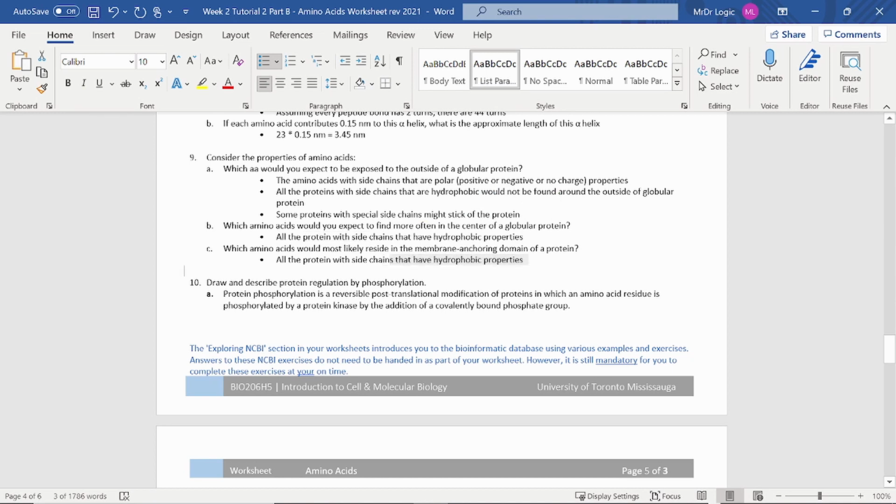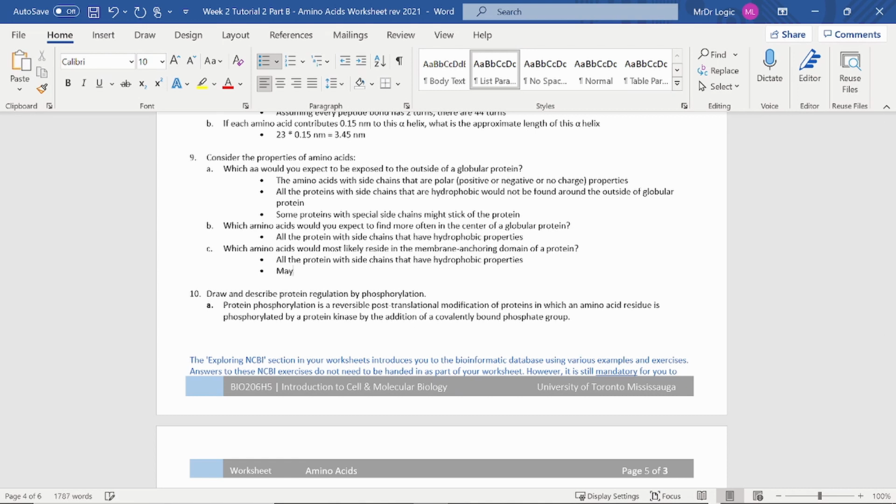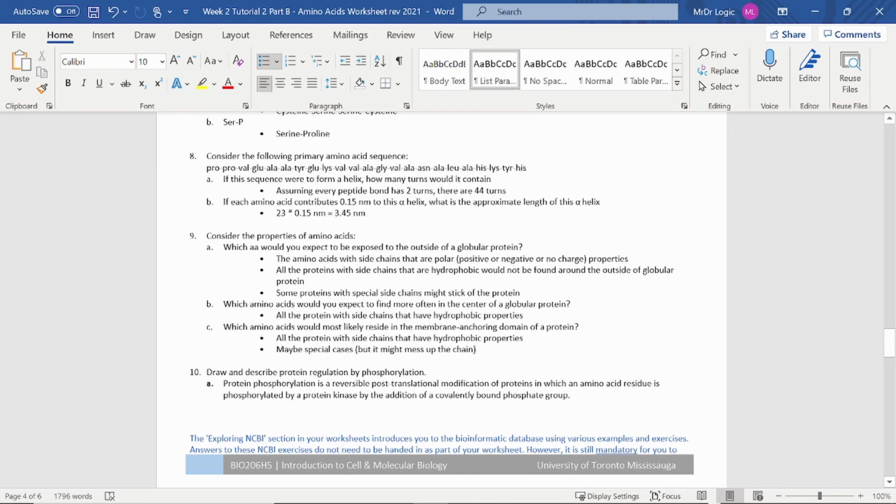This confused me a lot, but basically what this is saying is like, what would be in the center? That's what this is, but member anchoring was a little bit confusing. I don't know if there's any like, maybe special cases, but I'm not too sure. Might mess up the chain. But yeah, that's basically it. This is what I have to say for the thing.